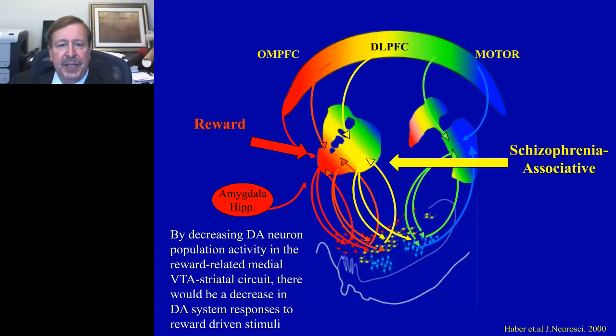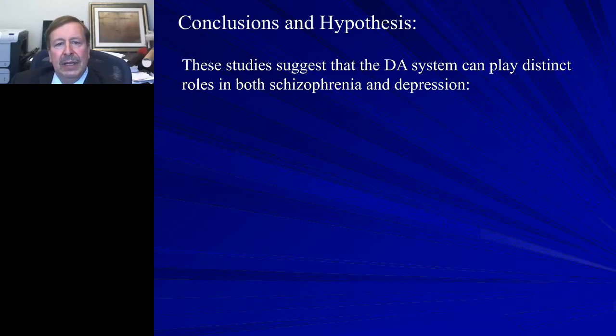So by decreasing dopaminergic neuron population activity in the reward-related area, we get a decrease in dopaminergic responsiveness. This would contrast to activation of the dopamine system in schizophrenia, which would lead to disruptions in higher cortical functions and stimulus interpretation. So these studies suggest that the dopamine system can play distinct roles in both schizophrenia and depression.